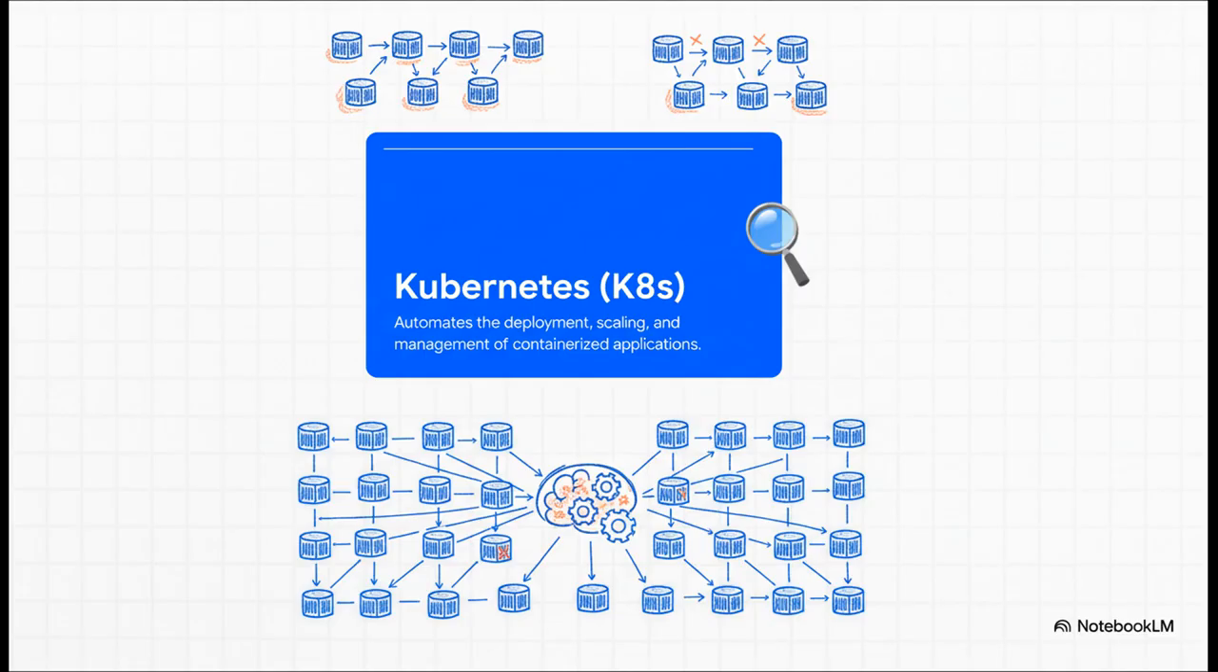Look, if you have 10 containers, you could probably manage them by hand. Maybe, but what if you have 10,000? Yeah, no way. Kubernetes is the orchestration platform that automates everything. It tells containers where to run, how many copies to make, and it replaces them automatically if they crash. It is, quite literally, the brain of the entire operation.